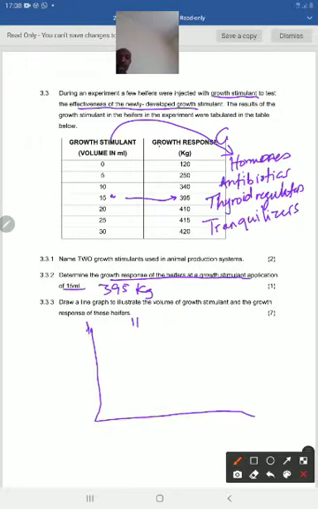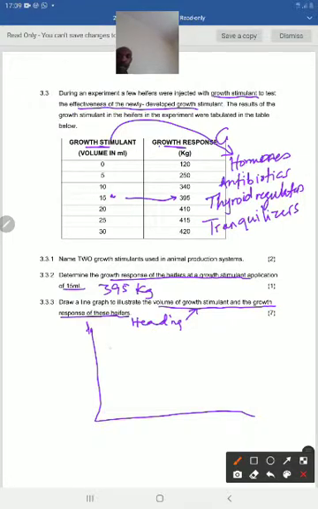First one is the heading. You start with the heading. The heading must have the growth stimulant, both sides, the volume of a growth stimulant and the growth response. So let's look at the question: illustrate volume of the growth stimulants and the growth response of heifers. You see it's a heading already, this one here. Even if this was here, as long as the heading mentions both variables, not one-sided.